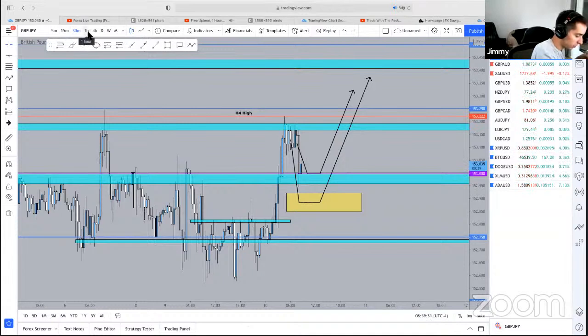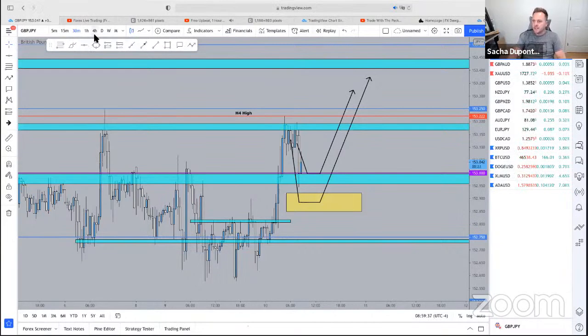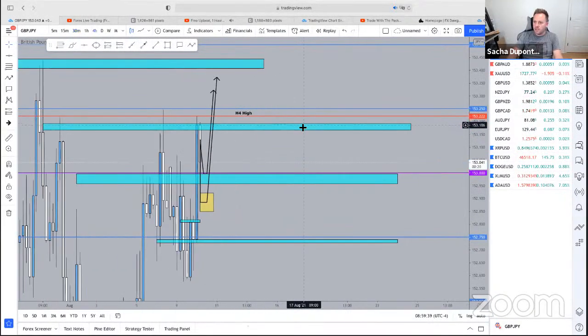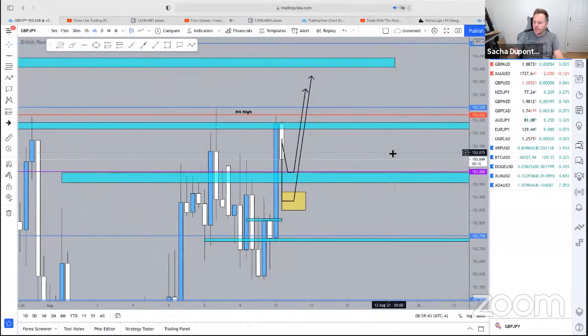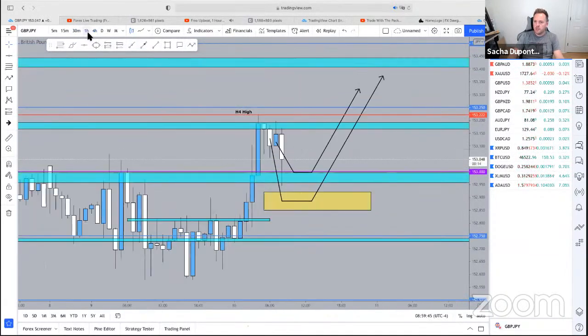All right, so this 1 hour, 30 minutes, 4 hour is going to close in 30 seconds. So it looks like this 4 hour is going to close bearish. So yeah, okay. It looks like we're probably going to have our retracement down to this golden zone. So this 1 hour is going to close bearish also.